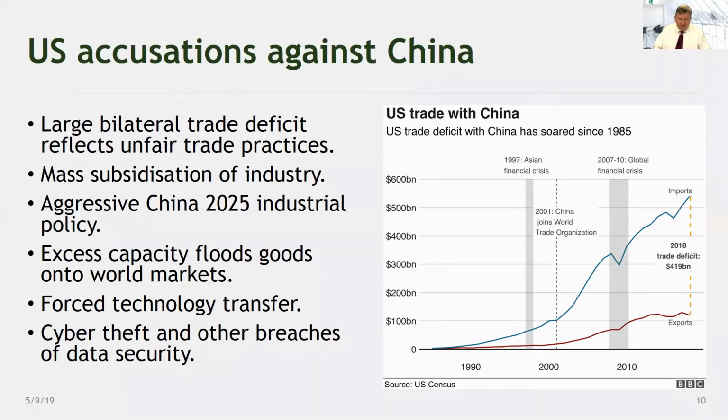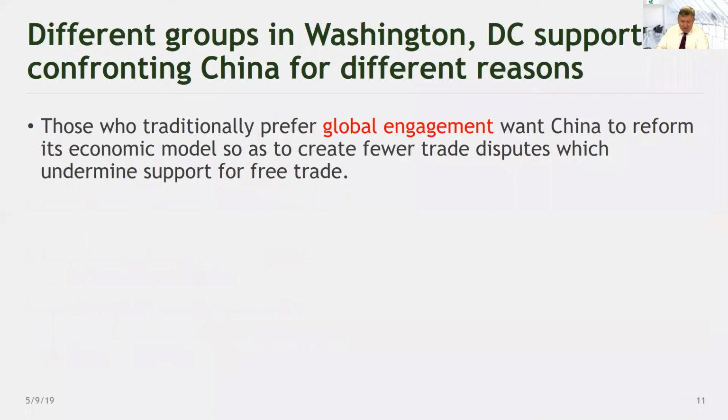The last concern the Americans have is that there is a lot of cyber theft and other breaches of data security which are arising either from Chinese business or from Chinese government sources, and that this represents not just a competitive threat to the United States, but also a security threat as well. So this is quite a long list of accusations which the Americans have mounted against the Chinese. And this really accounts for, I think, the widespread support for President Trump's actions against China in Washington, D.C.